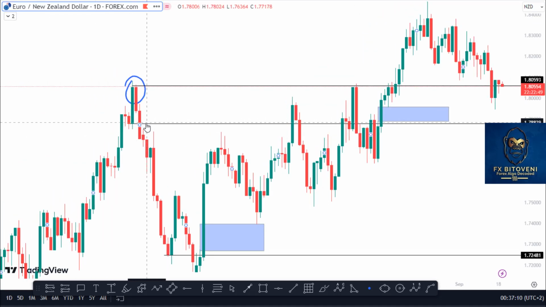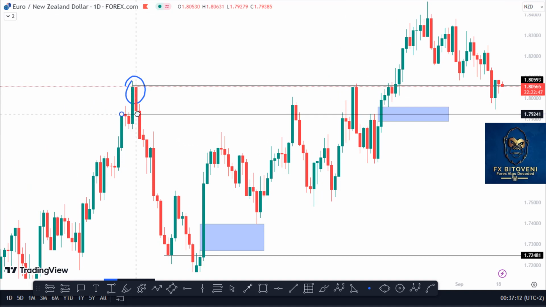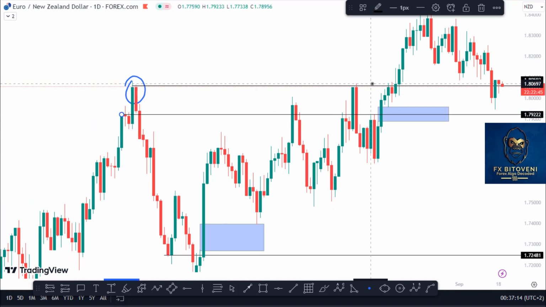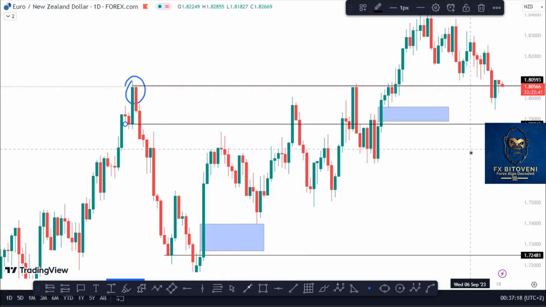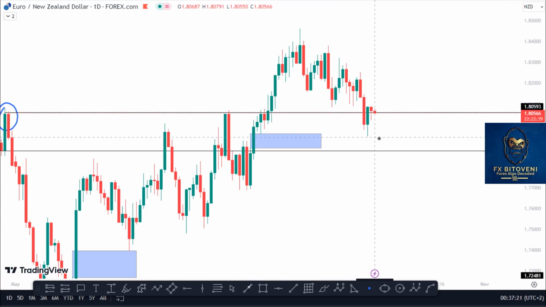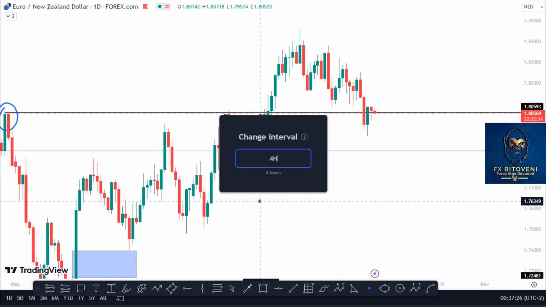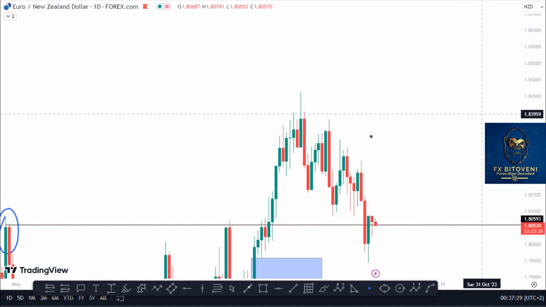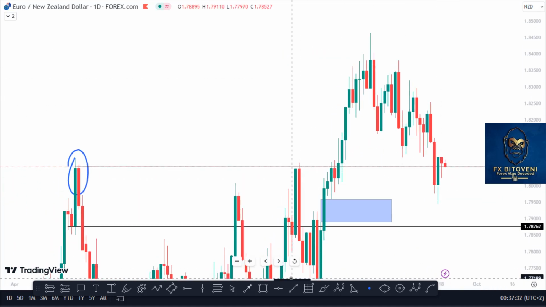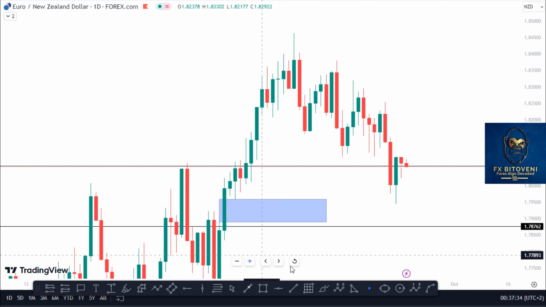You need to mark this hidden invalidation. Remember, this was invalidation for a sell. Now that the zone is broken, we put our line below here. This is an area for what? For a reaction. This is an area for reaction. Do you understand that?